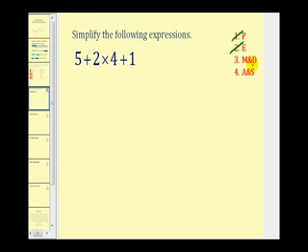Step 3 is multiply and divide. So we need to find the product of 2 and 4 next. So we'll have 5 plus 2 times 4 would be 8, plus 1. And the last step is to add and subtract. So we have 5 plus 8, that'd be 13, plus 1. This equals 14. Let's try another.